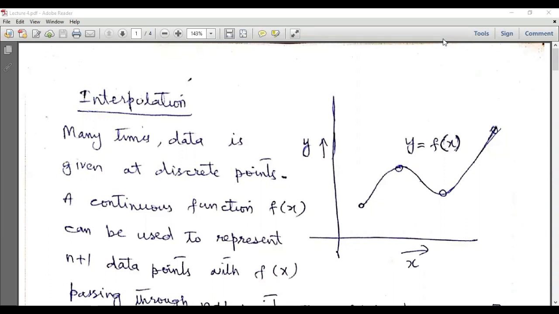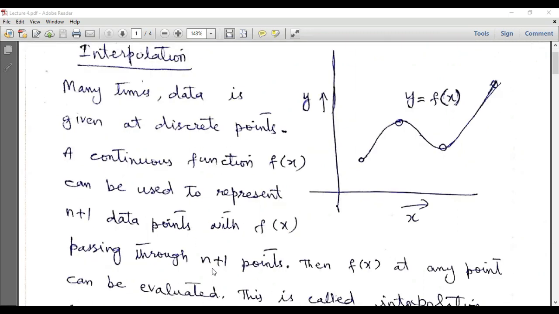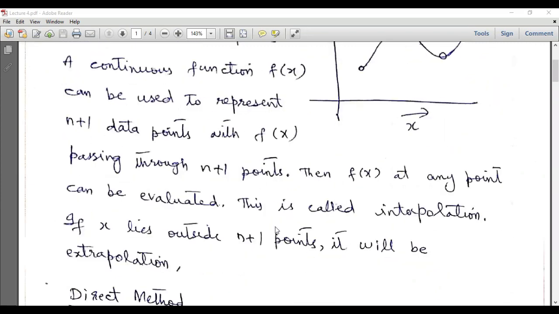In this lecture, I am going to discuss interpolation and its implementation mathematically. So many times data is given at discrete points, and a continuous function f of x can be used to represent n plus 1 data points, with f of x passing through the n plus 1 data points. Then f of x at any point can be evaluated.